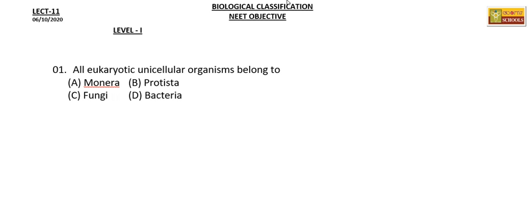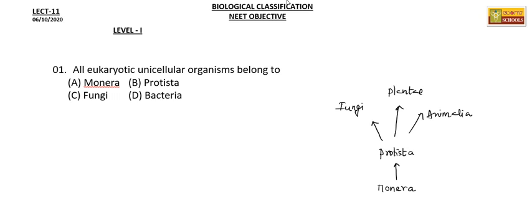So, here the first group of organisms, Monera. Monera have given rise to Protista, and this group Protista diversified to form the fungal group and plants and then Animalia. So the Monera includes all unicellular prokaryotic organisms.